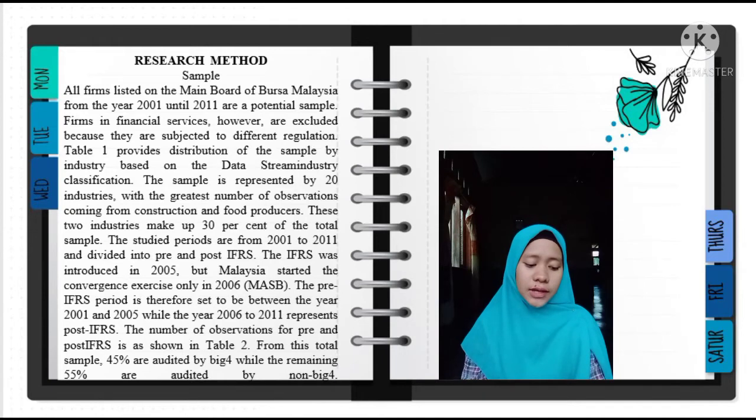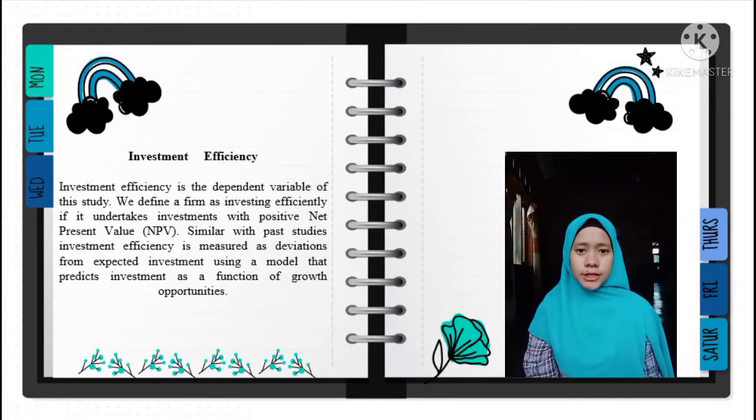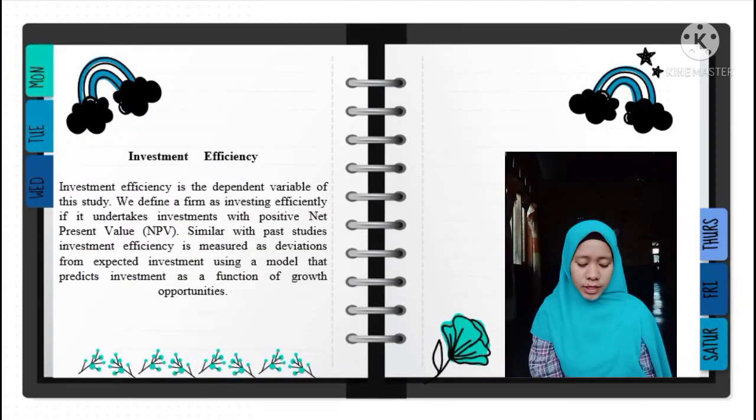From this total sample, 45% are audited by Big 4, while the remaining 55% are audited by non-Big 4. Investment efficiency. Investment efficiency is the dependent variable of this study.